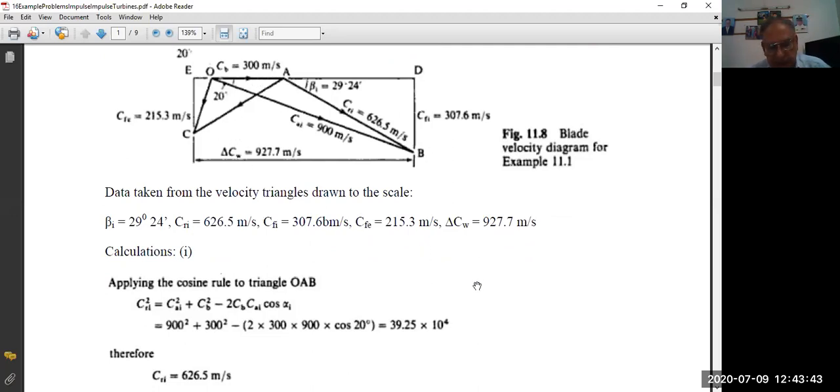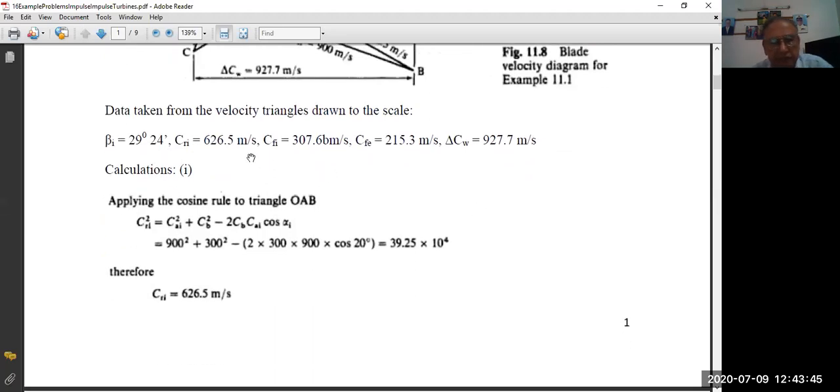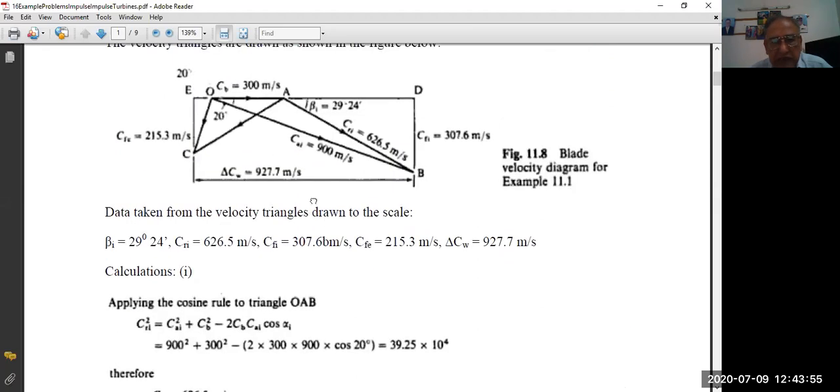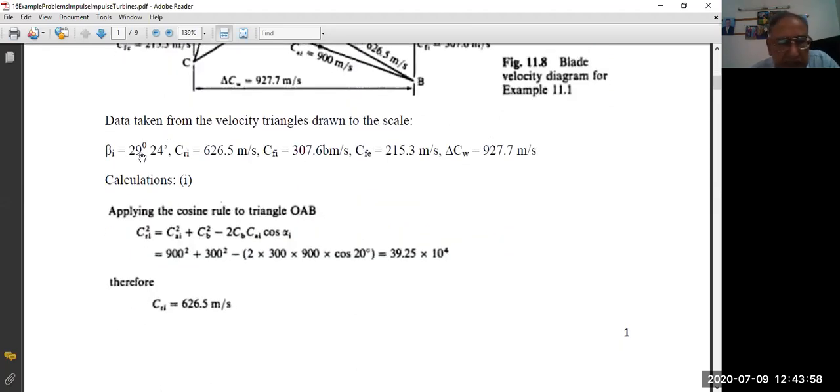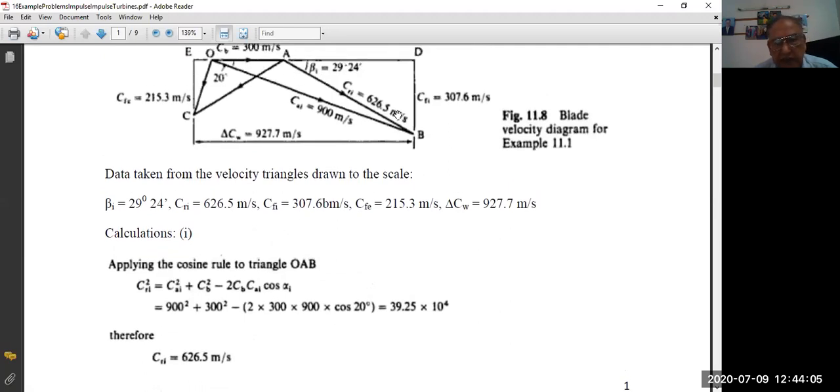So data taken from this diagram for this problem is given here. Data taken from velocity triangle drawn to the scale. So beta I is not given, it is measured with the help of protractor after drawing this triangle, and it will be 29 degree and 24 minutes. CRI, relative velocity at the inlet, this is CRI. This is also not given. We measure through the scale when triangle is drawn, and this will become 625 with the help of a scale. That means 6.26 centimeter.